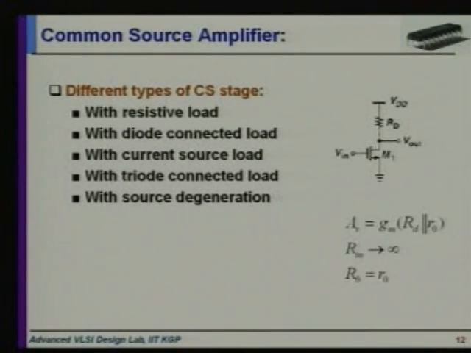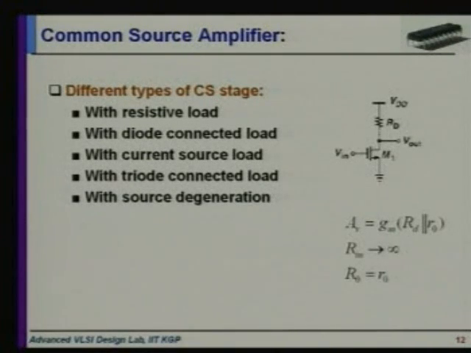There are different types of common source stage. This is the one with the resistive load, shown on the right side of this slide, and there will be diode connected load, it may be the current source load, triode connected load, and the last one is very important, that is the source degeneration common source amplifier.